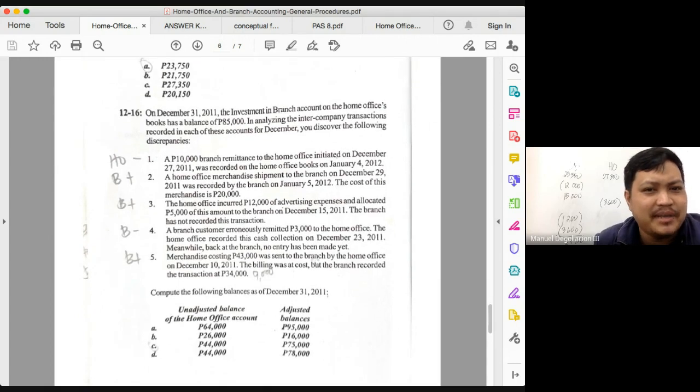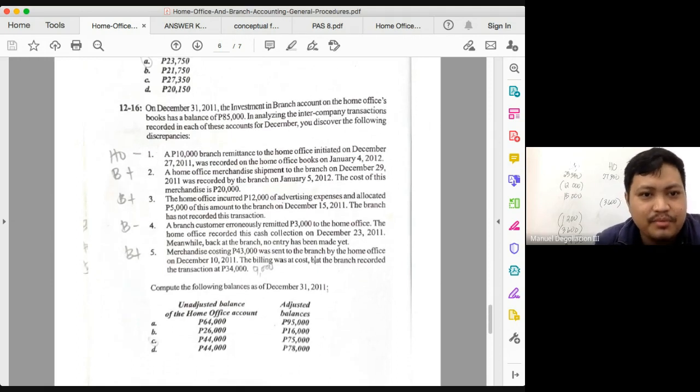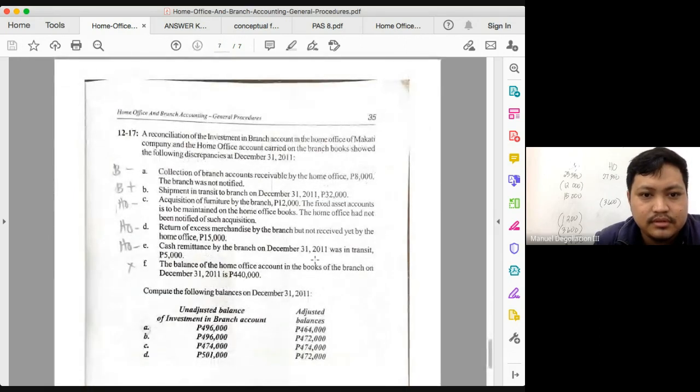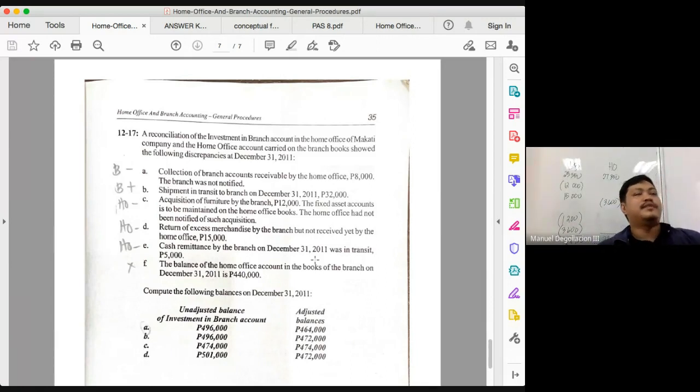For problem 16, basically the same transactions we have discussed. The answer there would be 44,000 and 75,000. Okay, I think this also comes out in the exam. I just changed some of the amounts. For problem 17 class, the answer here would be 496 and 464. But of course, the problems in our exam class will not be multiple choice. It will be open-ended. So you will have to supply the amounts being asked for.